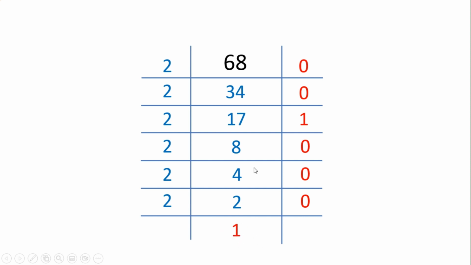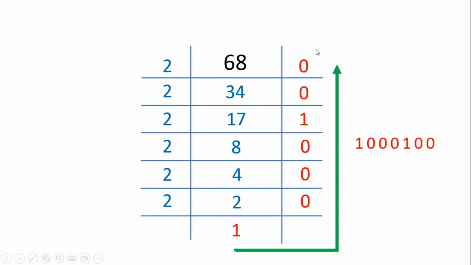So once you get 1 here, you have converted this number into binary number system. Again, read it from bottom to up. So you have like this 1 0 0 0 1 0 0. So this is 68 written in binary number format. So this is how you convert from decimal number system to binary number system.